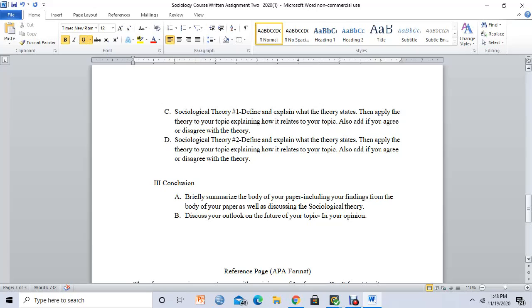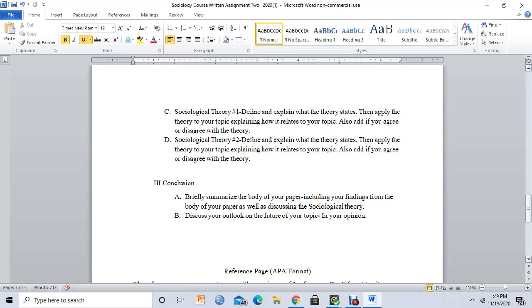I can go on and on about the different sociological theories, but I want you to find sociological theories, not the psychology theories, but more or less the sociological theories. So I don't want you to pull part of a psychology written assignment and then mix it with this one based upon the theories. Find some sociological theories. You can Google it and say, hey, here's my topic and sociological theory. They can come up with different theories.